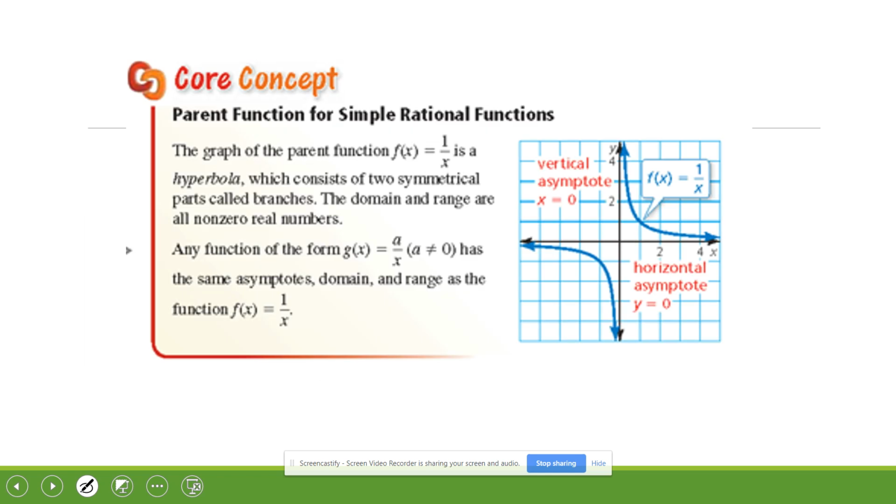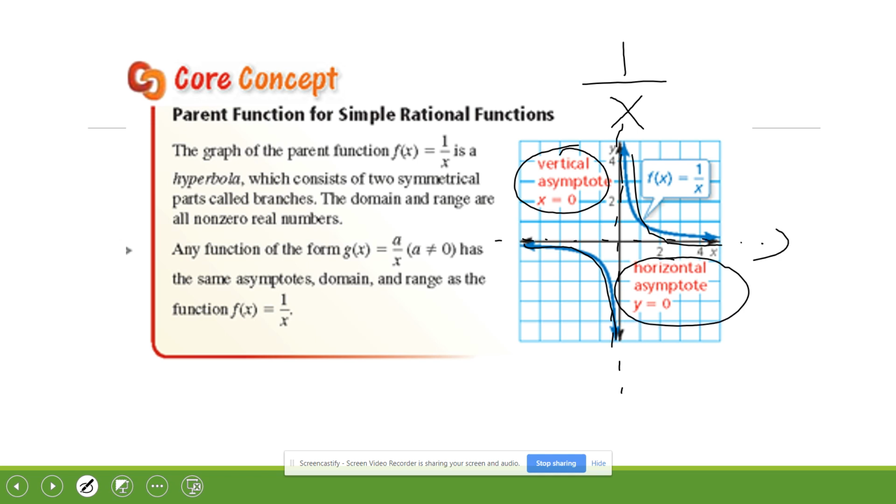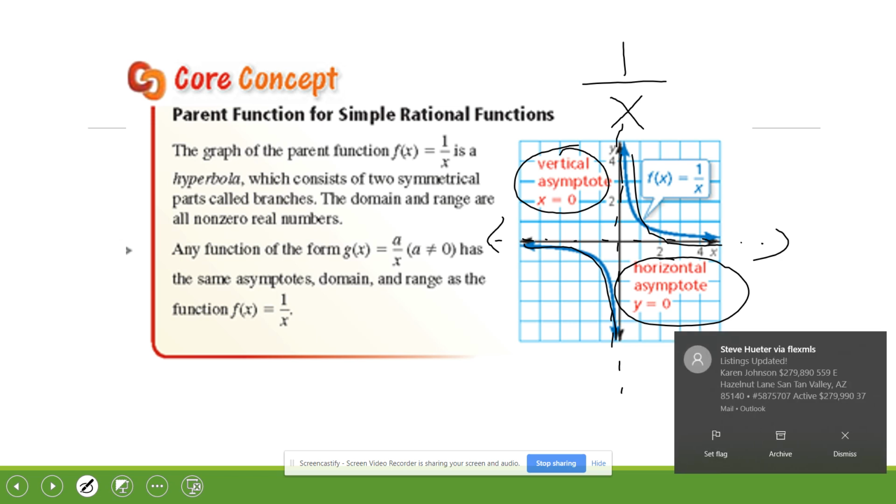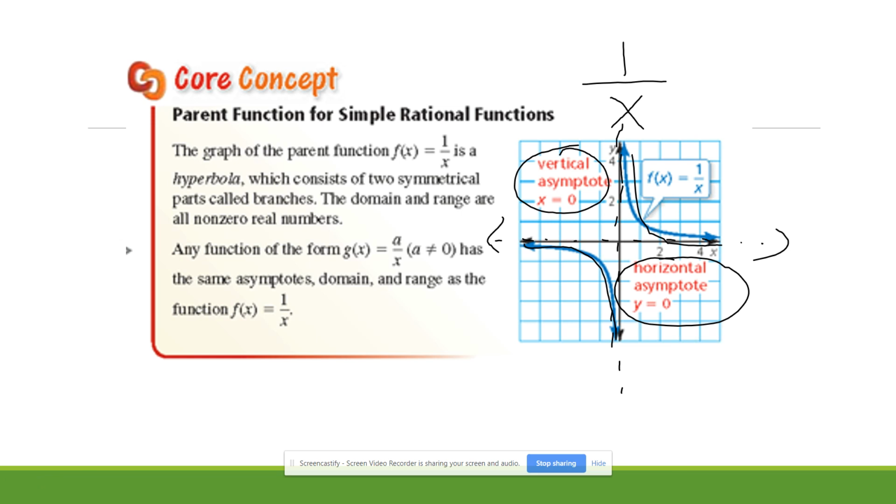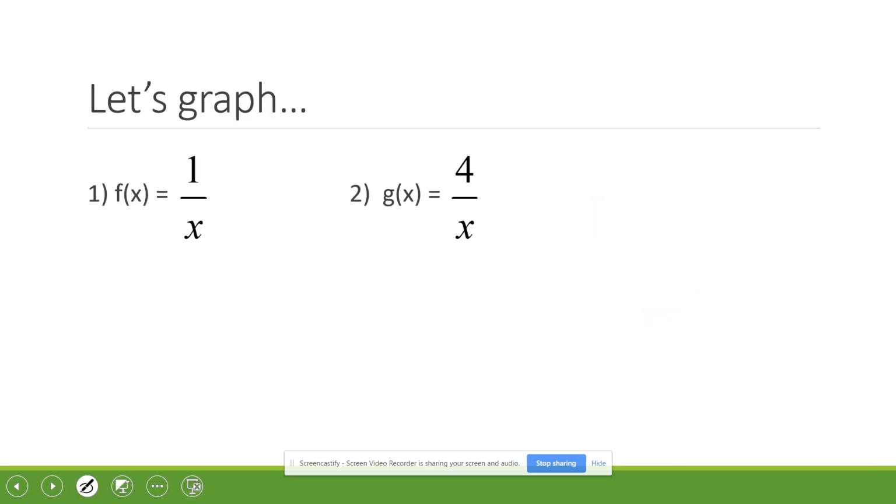So this is what our parent function, 1 over x, looks like for its graph. You have your two curved lines in quadrants 1 and 3. You have a vertical asymptote at x equals 0 right along here, and a horizontal asymptote at y equals 0. So let's try a couple. We've already seen the graph for number 1, so let's talk about number 2.